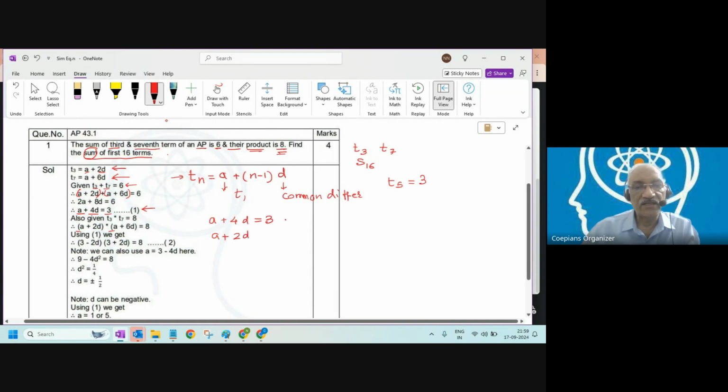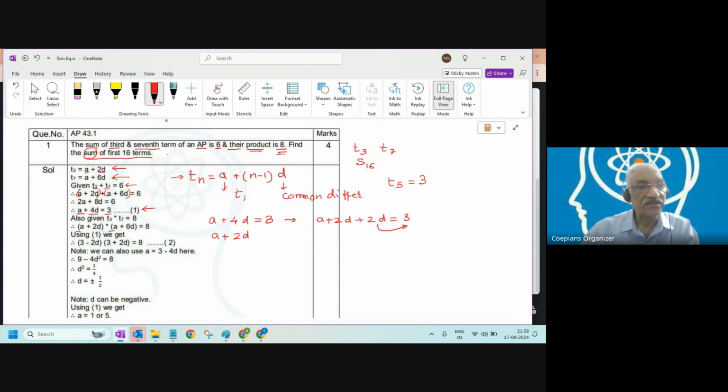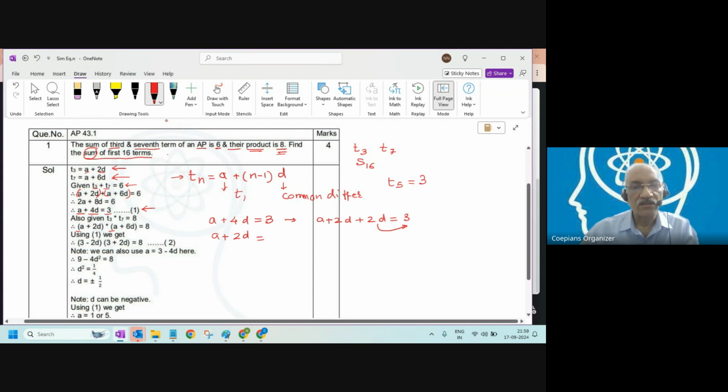So I can write this a plus 4d as a plus 2d plus 2d. Is that right? So a plus 2d plus 2d is 3. Now I'll take this 2d on the other side. So what I get is a plus 2d is equal to 3 minus 2d. So 3 minus 2d is substituted here.